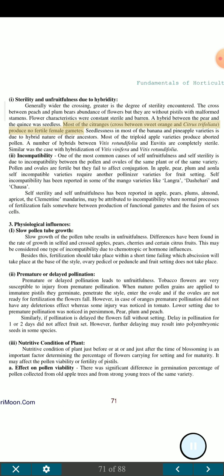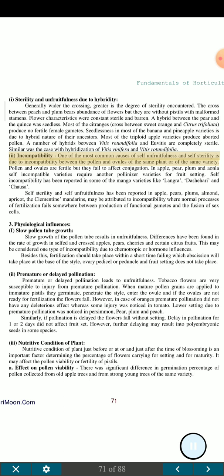Most of the citrangeas, cross between sweet orange and Citrus trifoliata, produce no fertile female gametes. Seedlessness in most of the banana and pineapple varieties is due to hybrid nature of their ancestors. Most of the triploid apple varieties produce aborted pollen. A number of hybrids between Vitis rotundifolia and Vitis vinifera are completely sterile. Similar was the case with hybridization of Vitis vinifera and Vitis rotundifolia.